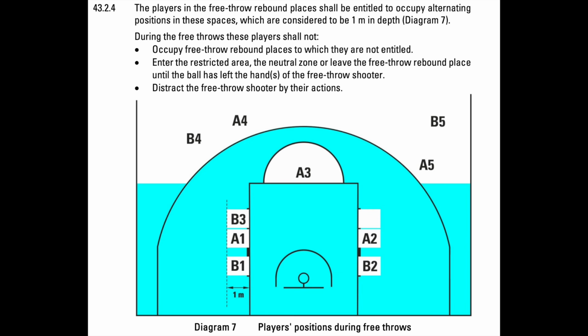The players in the free throw rebounding places shall be entitled to occupy alternating positions in these spaces, which are considered to be 1 meter in depth, which you can see in this diagram. During the free throws, these players shall not occupy free throw rebound places to which they are not entitled to, enter the restricted area, the neutral zone, or leave the free throw rebound place until the ball has left the hands of the free throw shooter. Remember, this is referring to the people on the lane line, so that's A1, B1, A2, B2, and B3.